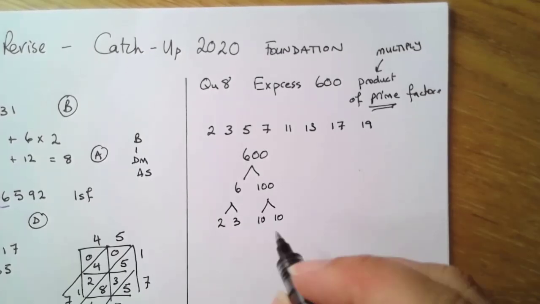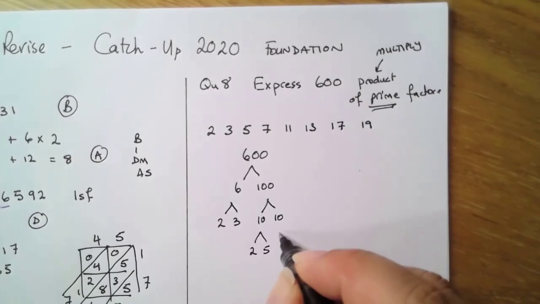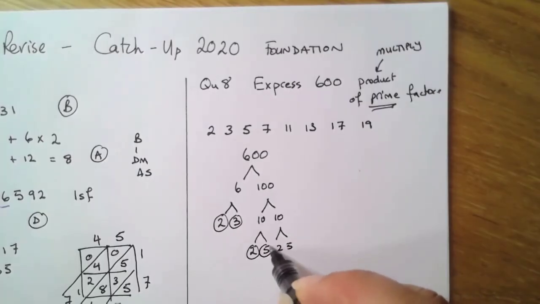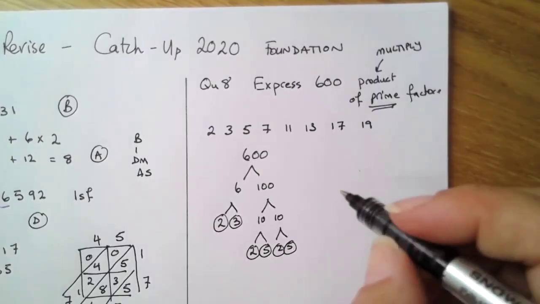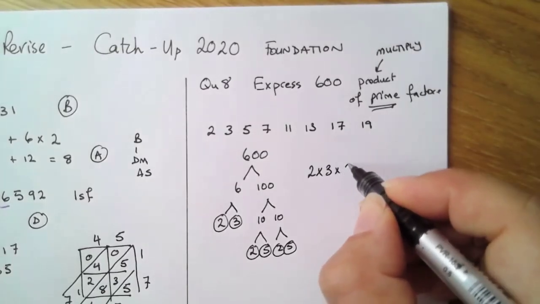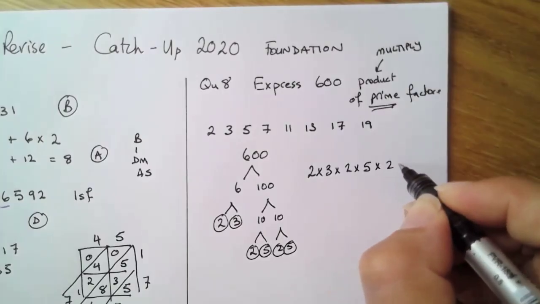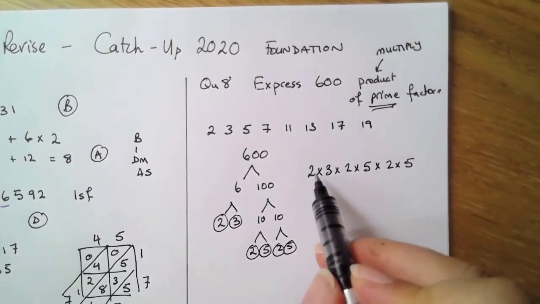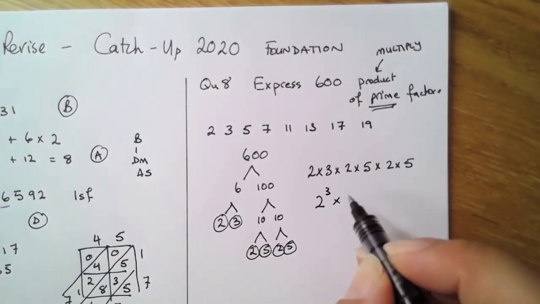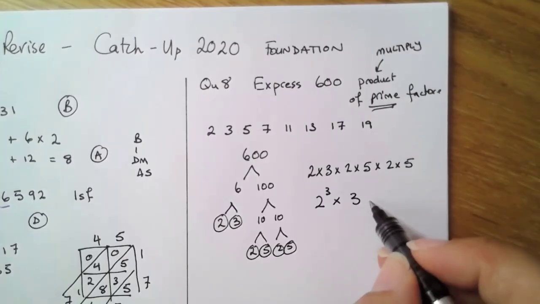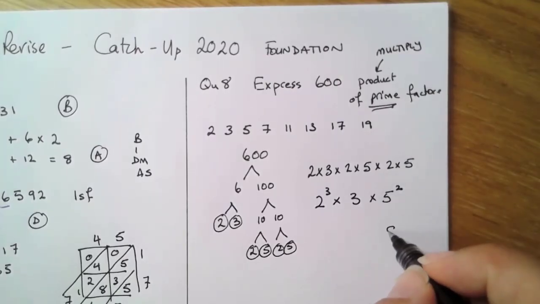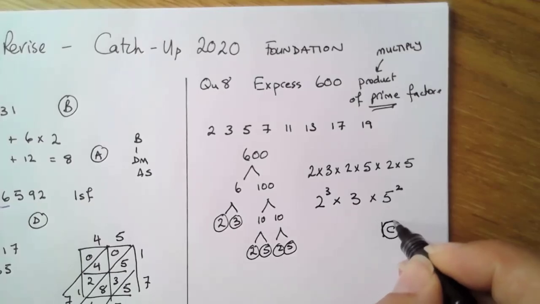$100, 10, and 10. And we've got 2s, 5s, and 2s. We can do it in 2 different ways. We can say 2 times 3 times 2 times 5 times 2 times 5. Count the 2s up. We've got 2 to the power of 3 multiplied by 3 multiplied by, I've got 2 5s, 5 squared. Therefore, this answer is C.